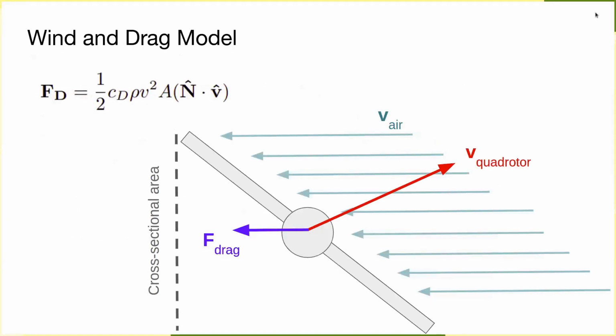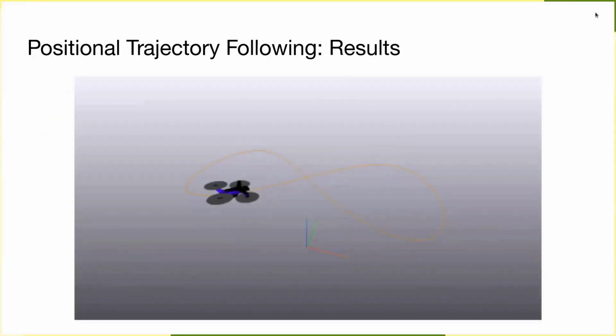We then implement a simple air drag model to see how the system performs under perturbation. Here, drag force is simulated in relation to relative velocity and orientation of the quadrotor with respect to wind direction. For the purposes of drag calculation, we simplify the quadrotor to be modeled as a flat square plane. Here's an example of the quadrotor performing a lemon skate trajectory in the xy plane.